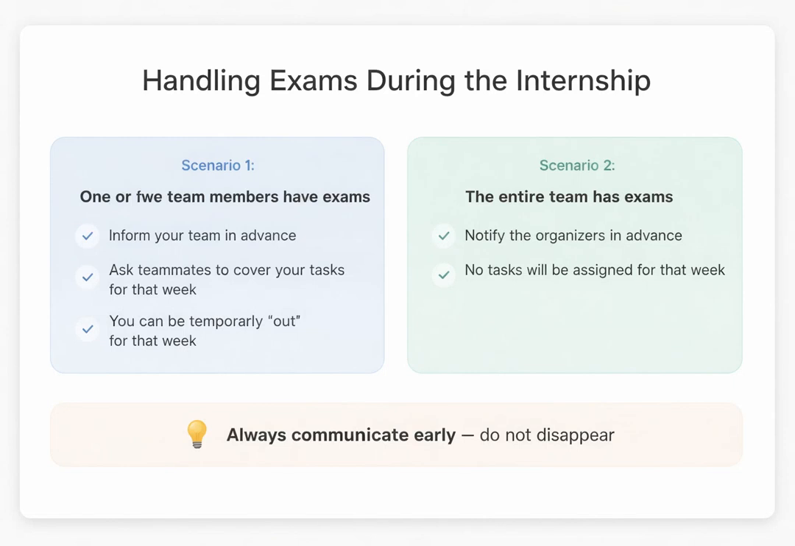Life happens, and exams are a real concern. Here's how it's handled. If 1 or 2 people on your team have exams coming up, just let your team know ahead of time. They can cover your tasks for that week, and you can step back temporarily. But if the entire team has exams, you need to inform the organizers in advance, before the week starts, so no tasks are assigned that week. The key rule here is simple. Communicate early. Don't just go silent and disappear. That's the one thing that causes real problems.